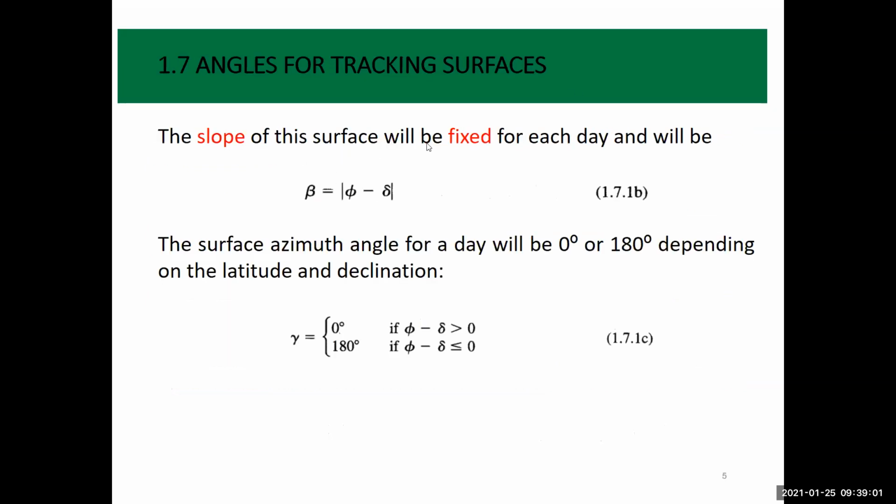The slope of the surface is going to be fixed every day, which is this. The surface azimuth angle of a day will be 0 to 180, depending on the latitude and the declination. We said that it's something which is fixed in the north-south direction. So the angle is going to be either 0 or 180, depending on where you are on the Earth.